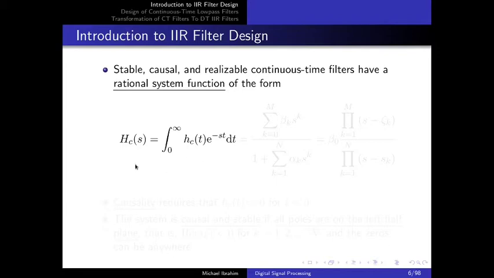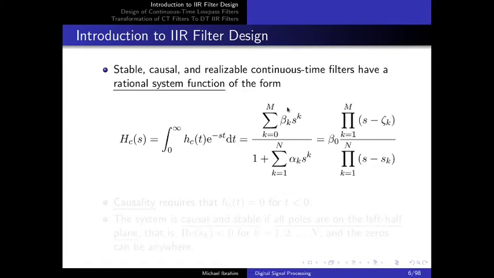So, when you compute the system function, it should also be of a rational form, ratio between two polynomials. In the numerator, a polynomial of the variable s, and in the denominator, another polynomial of the variable s. The polynomial in the numerator can be factorized into first order terms multiplied together, s minus zeta k, where zeta k represents the zeros, and the denominator as well can be factorized into first order terms multiplied together, s minus sk, where sk corresponds to the poles we have over here.